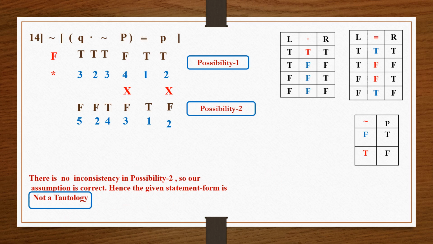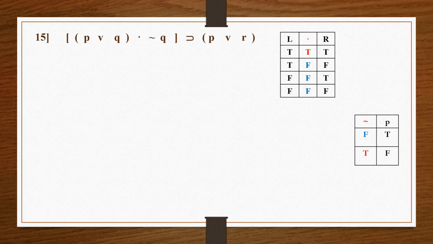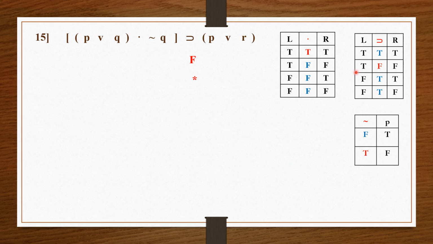Now we come to the 15th one. What is the main connective here? Horseshoe. So it's an implicative statement, an implication. You write false and mark it with a star, which indicates that it is our assumption. Now, when is an implication false? When the left is true and the right is false. So what is on the left? The box bracket where dot is the main. Below the dot we'll write true, and on the right side, wedge is the main in the bracket, so we'll write false, and number it as 1, 1.